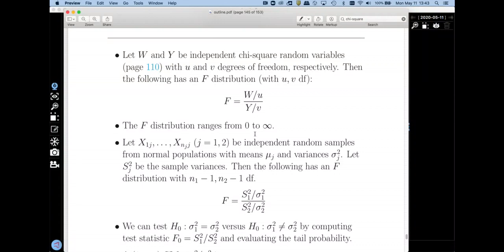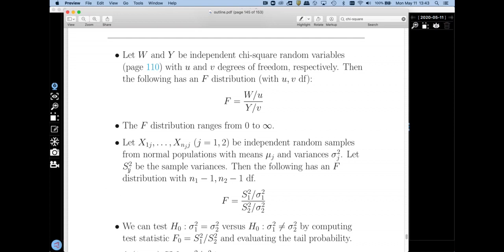So anyway, I've sampled n1 observations from one normal population with mean mu1 and variance sigma 1 squared. And then I've sampled n2 random variables from an independent population. These are independent random variables, so they're independent of one another, with mean mu2 and variance sigma 2 squared.